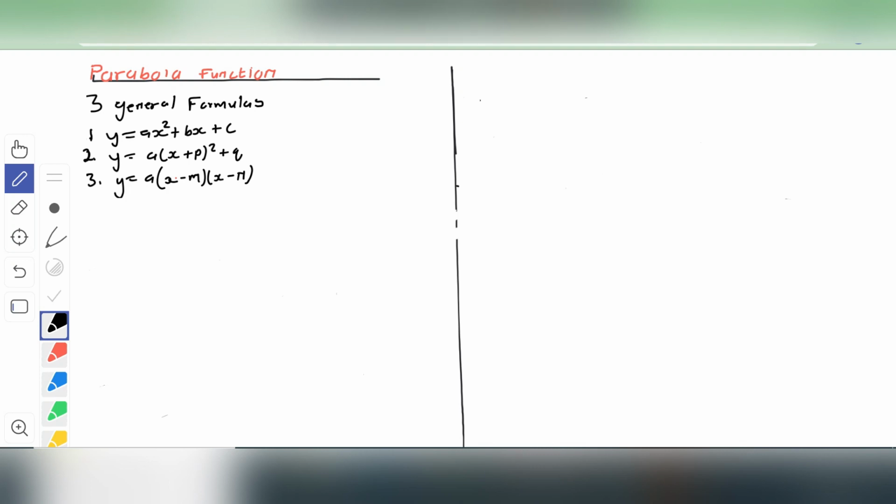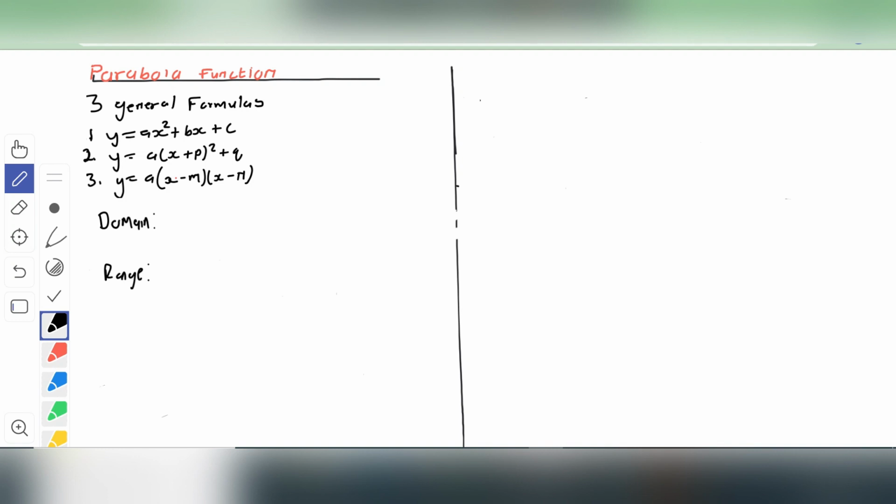Okay guys, so let's now talk about the domain and range of a parabola. I don't know whether it's called range. Okay, so let's forget about that one.